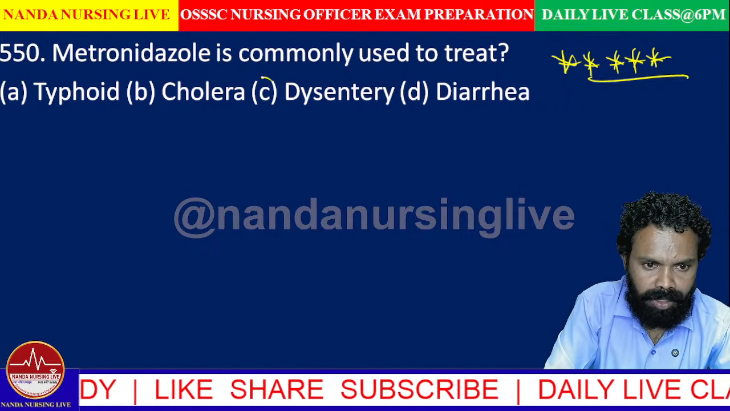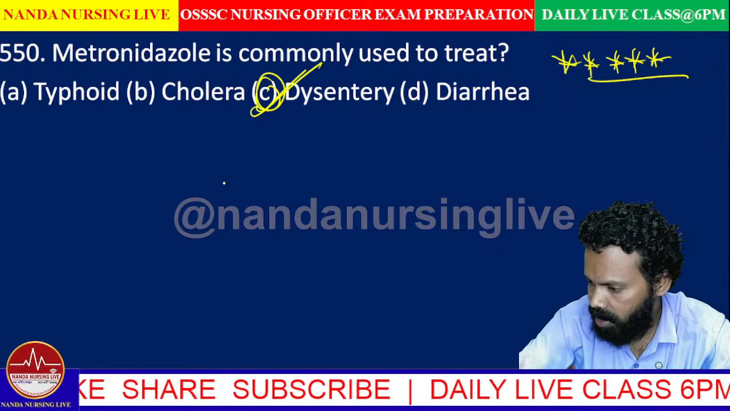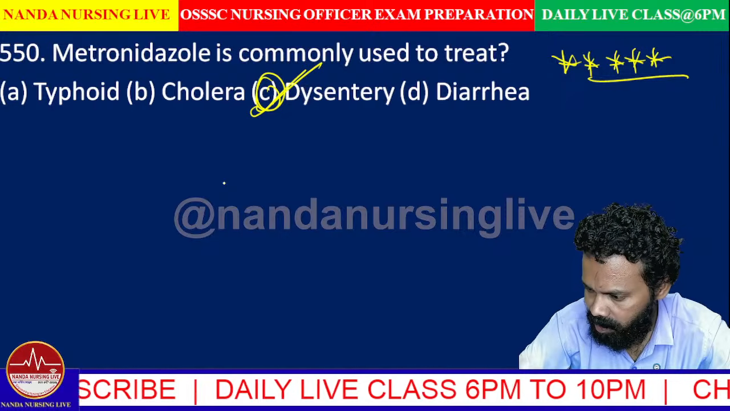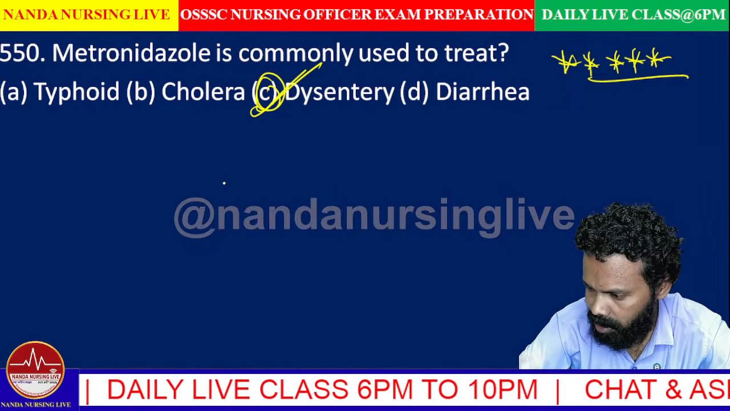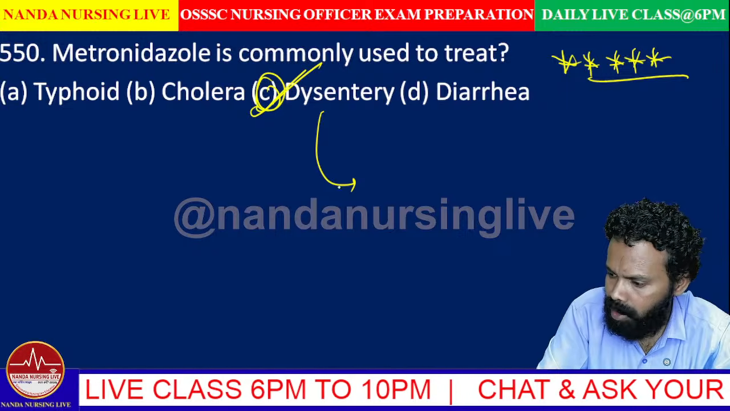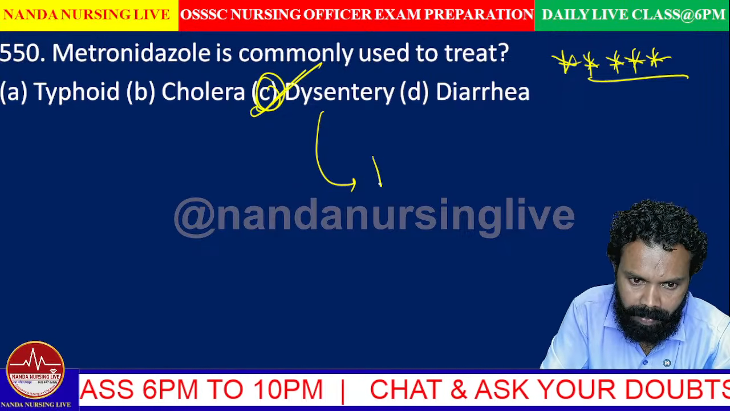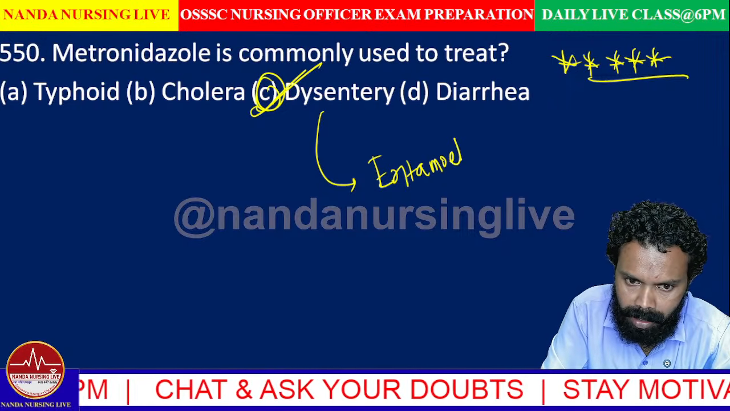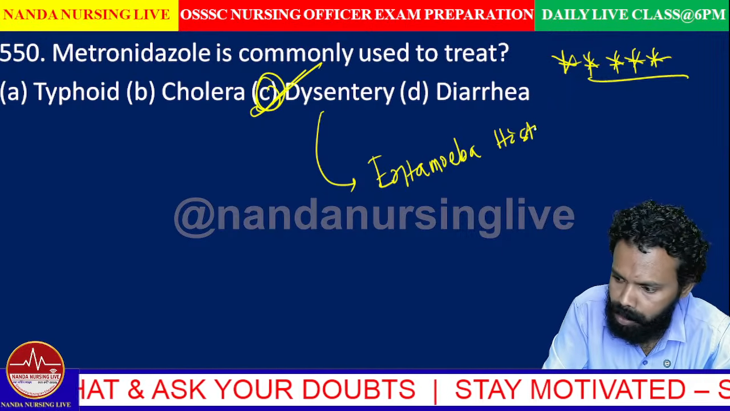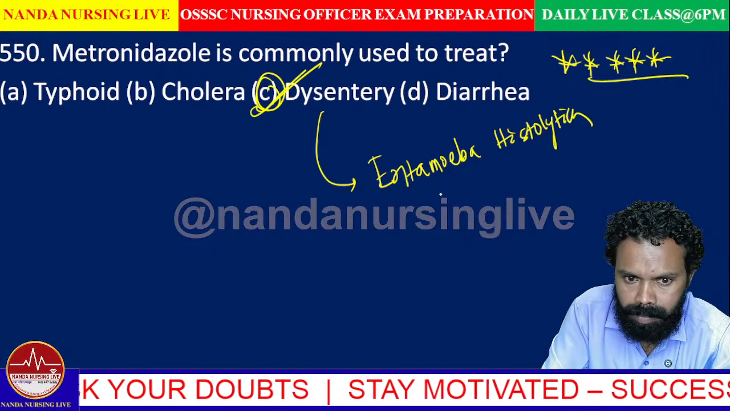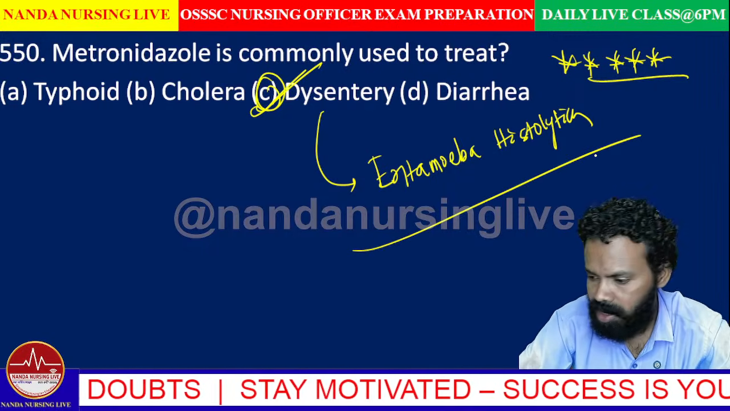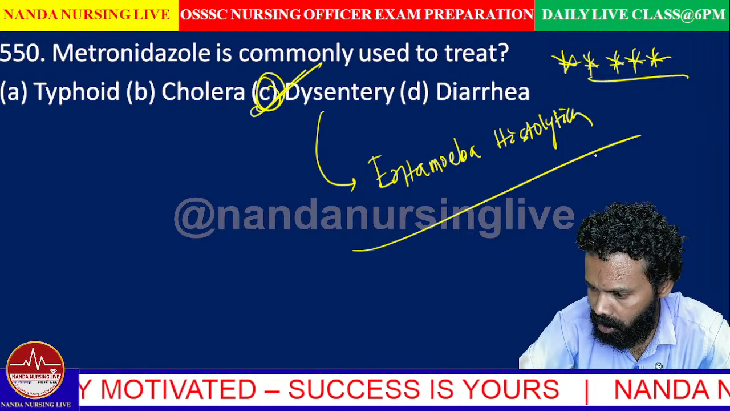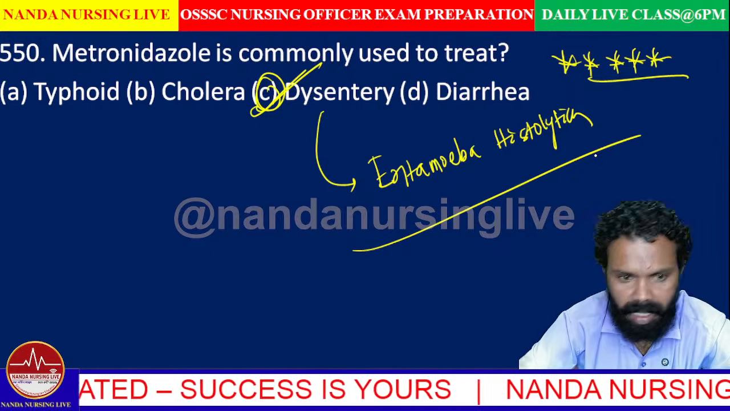So the correct answer is option C. Metronidazole is commonly used to treat dysentery, and this is caused by Entamoeba histolytica. Right? Option C is the correct answer.